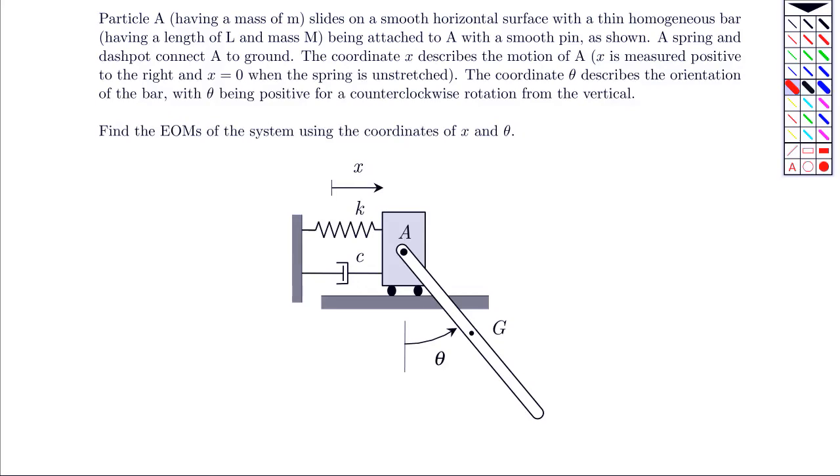In this example, we're asked to derive the equations of motion for the 2 degree of freedom system that's shown here in the figure. It's got 2 degrees of freedom because we need 2 coordinates, x and theta, to completely describe where everything is in the system at any instant in time.